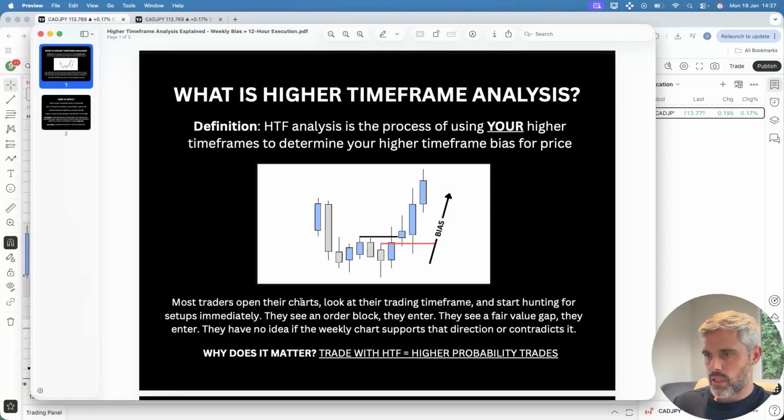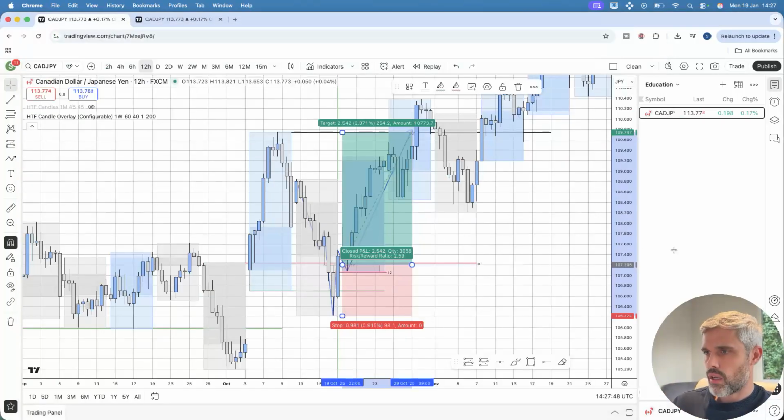Most traders just open their charts, look at their trading timeline, and start hunting setups. They see order blocks, fair value gaps. They have no idea if they're trading in line with their weekly higher time frame or their monthly higher time frame. Why this matters: if you trade with higher time frames, you will take higher probability trades, which will mean you'll be a better trader and you'll win much more often.